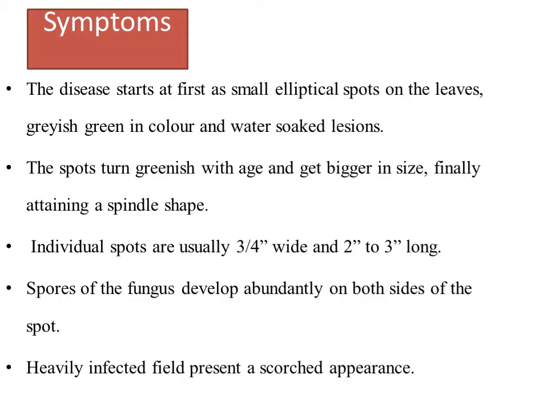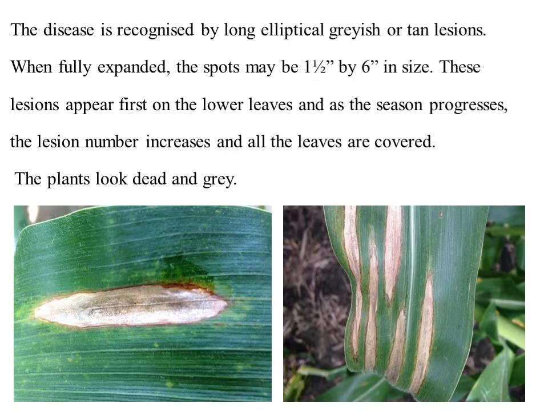The most important symptoms generally start as small elliptical spots on the leaves, grayish green in color, water soaked lesions, turning greenish with increasing age. With increasing age the spots also become bigger and spindle shaped. Individual spots are usually 3 to 4 inches wide and 2 to 3 inches long. Spores of the fungus develop abundantly on both sides of the spot. Heavily infected fields present a scorched appearance. The disease is recognized by lobed elliptical spots, grayish green to tan in color. Fully expanded spots may be 1.5 inches by 6 inches in size.